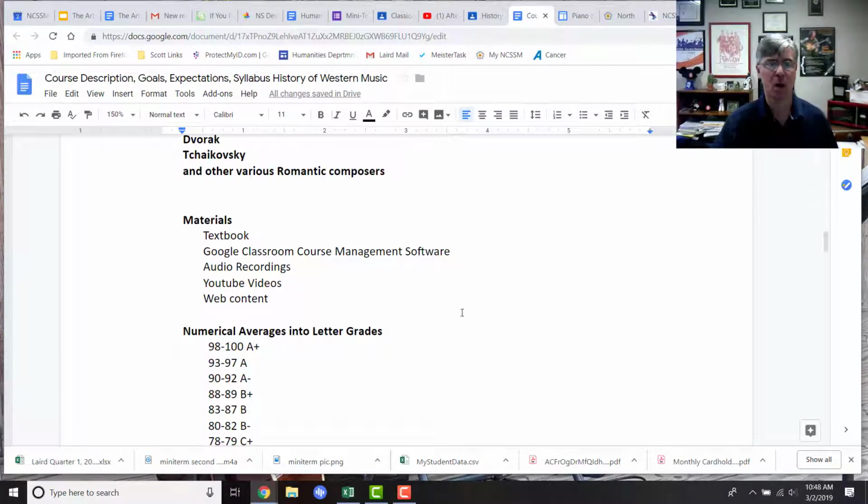And I also am a big believer in using Wikipedia to get broad overviews of composers, stylistic periods, places, times, that kind of thing. So we will use web content for sure to do what I will refer to as light research on composers and pieces and that kind of stuff. So lots of web content.